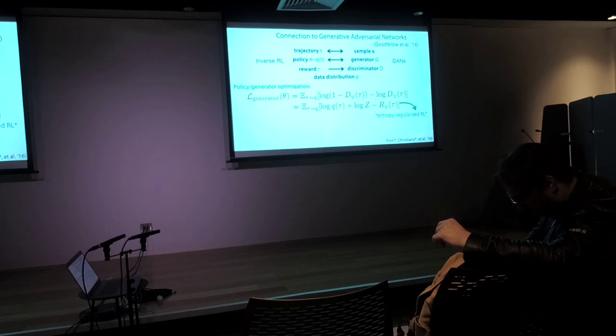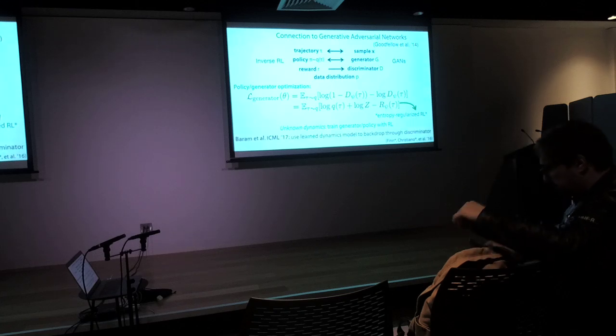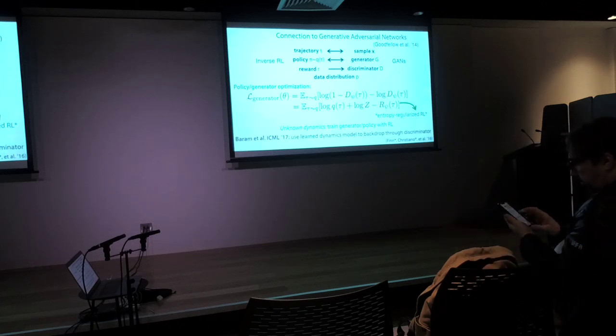The other difference that's worth mentioning between GANs and the inverse RL procedure that I mentioned before is that because we don't know the dynamics, we can't just backpropagate through our reward function into our policy. So in the unknown dynamics case, you can train your policy with reinforcement learning rather than just direct backpropagation. That said, I just gave a whole lecture on model-based reinforcement learning. One thing you can do is use a learned dynamics model to backprop through your reward function into your policy. And that was done in this recent paper by Baram et al. Okay, so this is the connection.